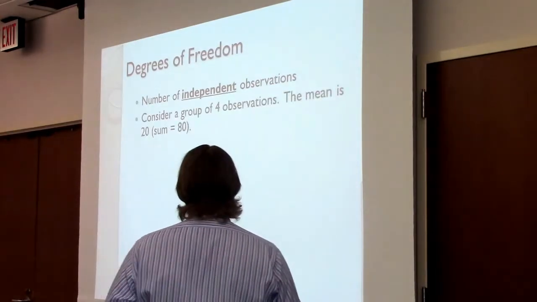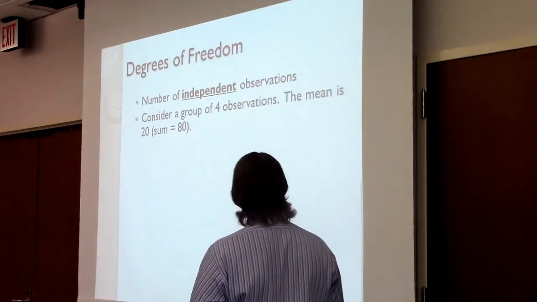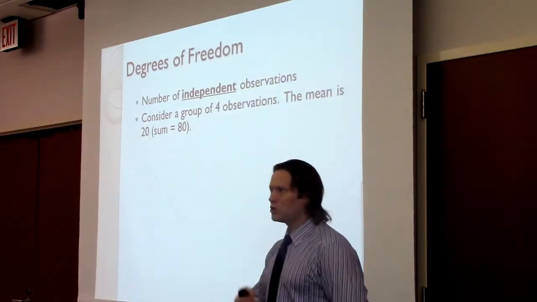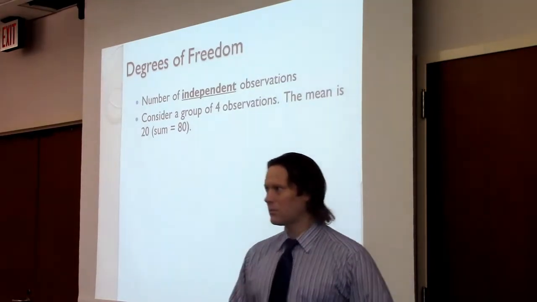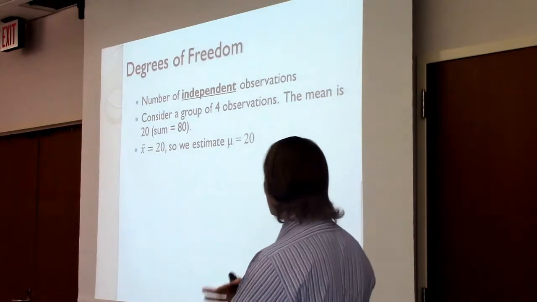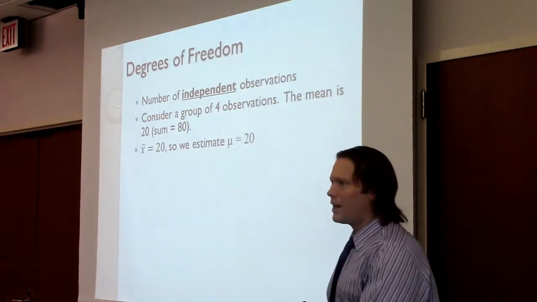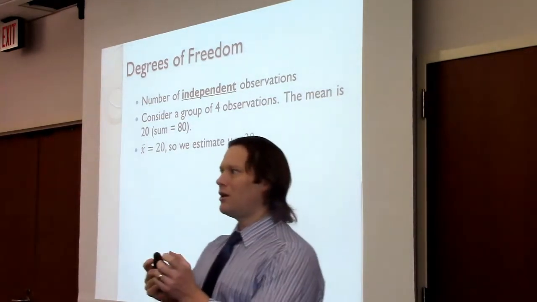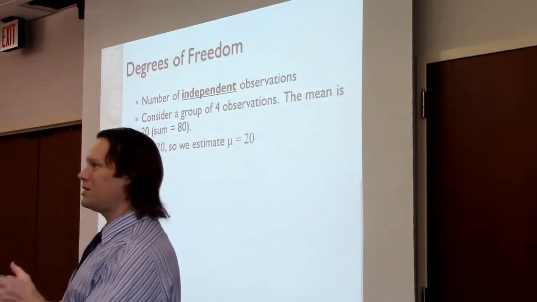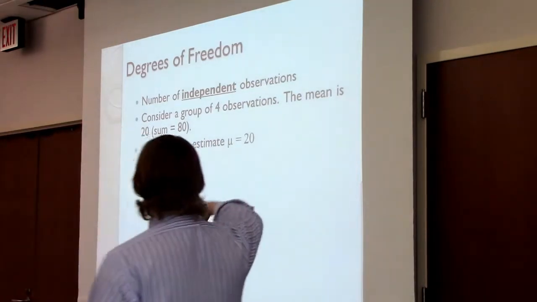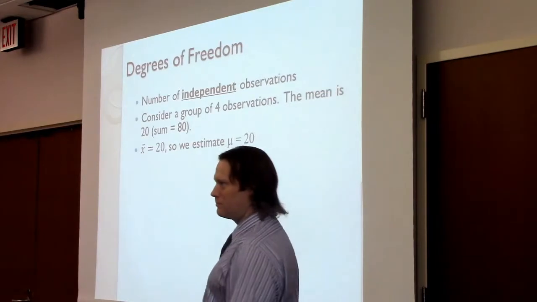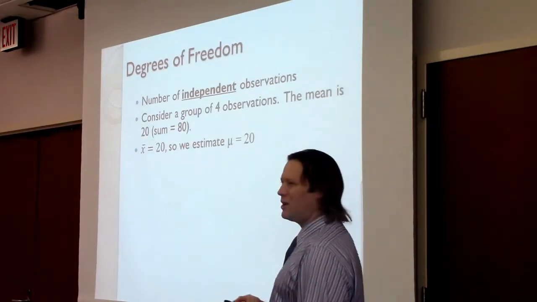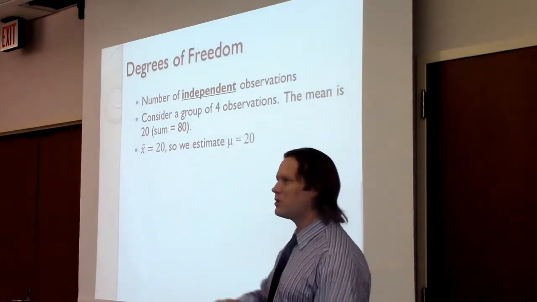So think about another illustration of a group of 4 observations whose mean is 20, which then means that the sum is 80. If x bar is 20, we automatically take that sample mean and we assume that it is representing the population mean, so we estimate mu to be 20 also. Which doesn't mean a whole lot in a group of 4 observations, but this is just an illustration.